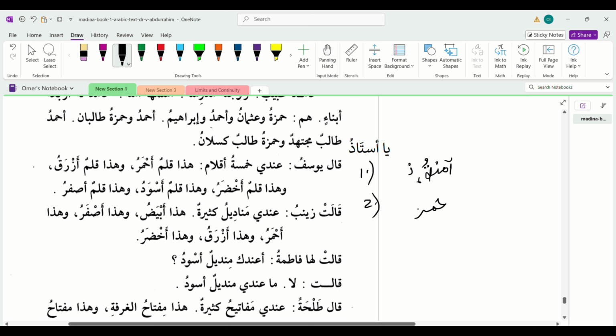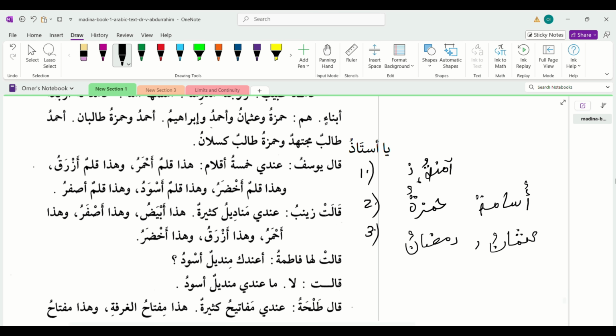For example, Hamza, Hamza too. أسامة أسامة. And masculine proper nouns ending in an will never get the tanween too. So for example, Ramadan, Ramadanu, or Osmanu, Osmanu.